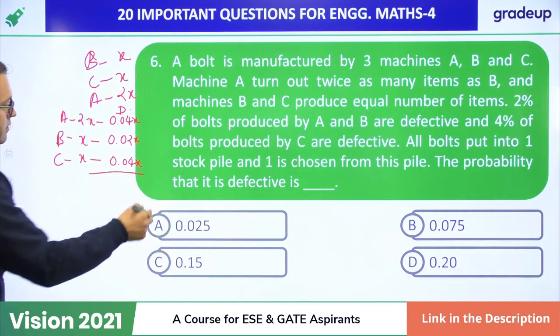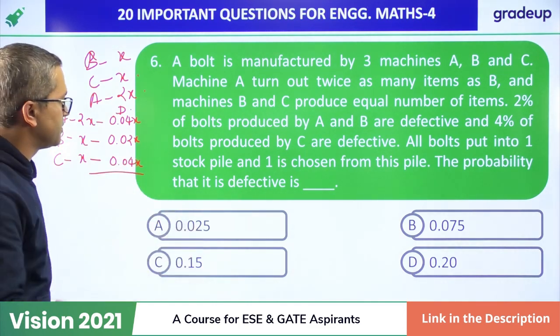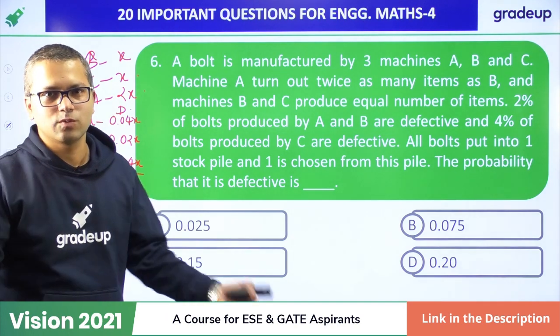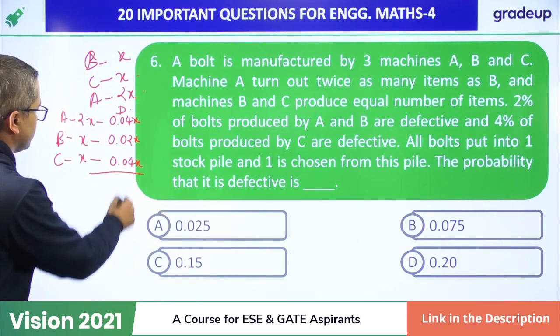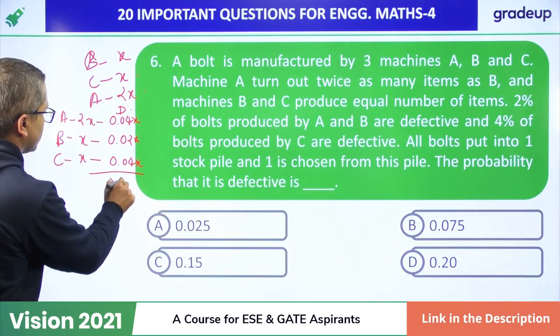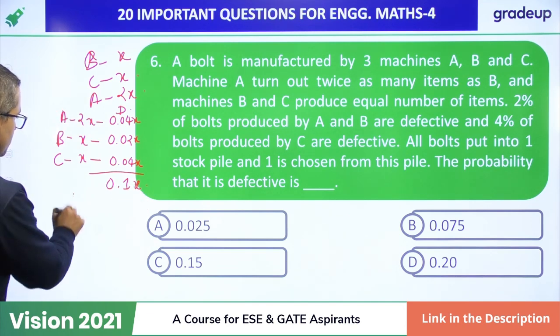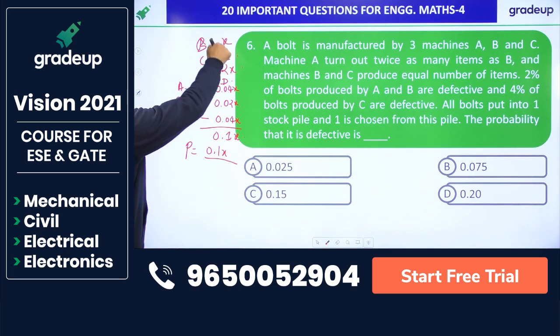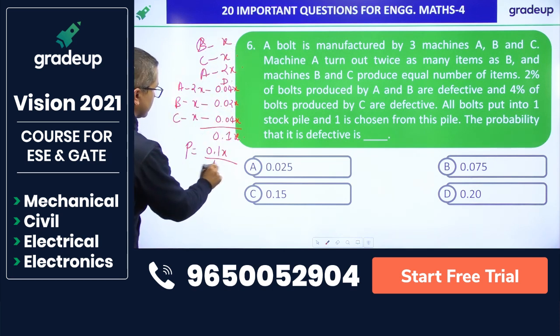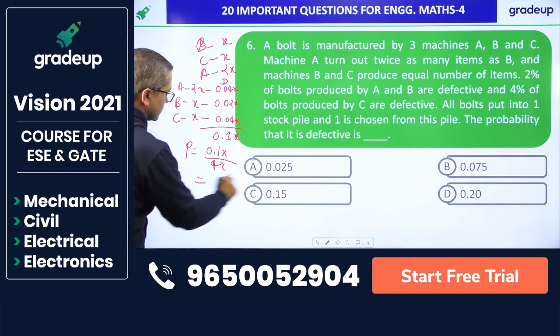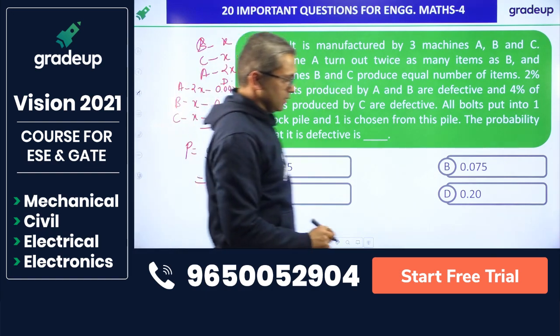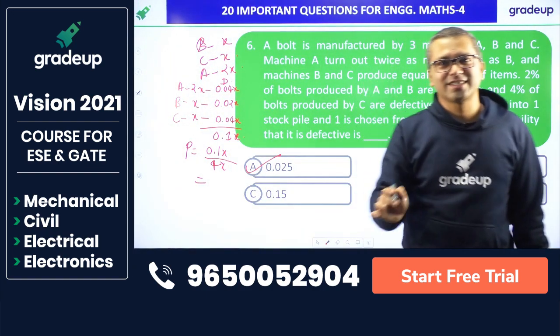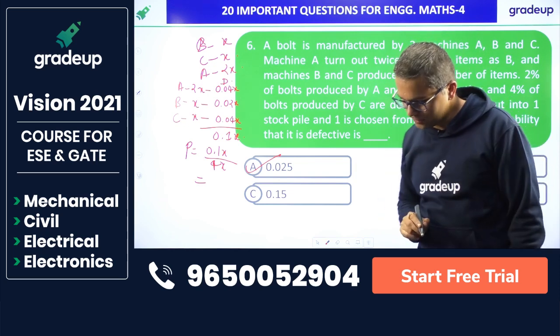Now we just have to pick one item, and the probability that it is defective is what we need to find. So if you calculate, this is going to be 0.1x, right? So probability is nothing but 0.1x upon the total number over here, A plus B plus C, that is 4x. Okay, so the correct answer is the first one, guys. A is the correct option.